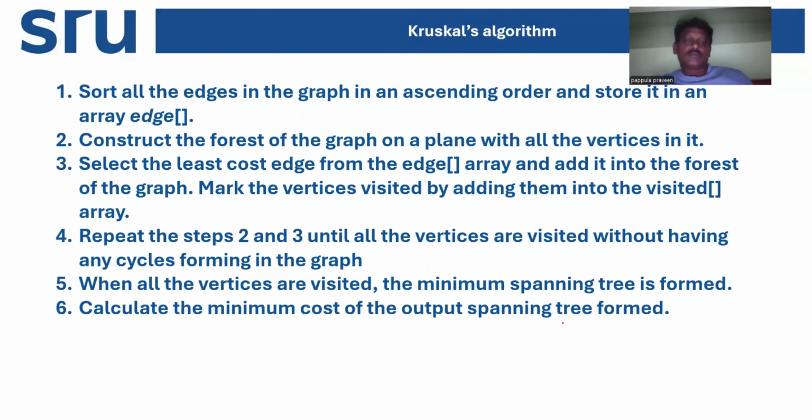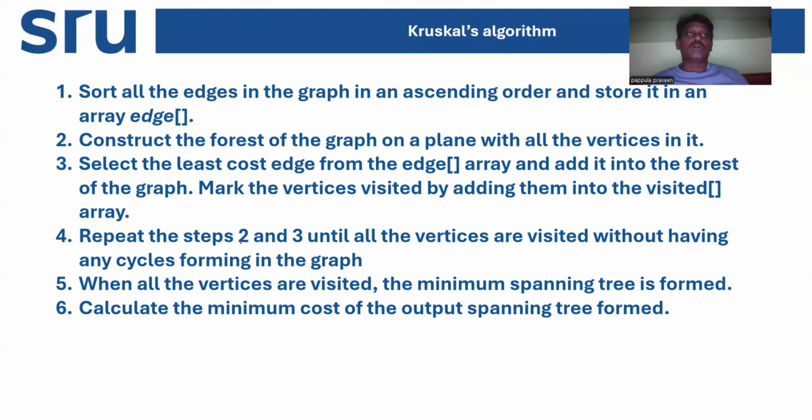Sort all the edges in the graph in ascending order and store them in an array, edge. Construct the forest of the graph on the plane with all the vertices in it. Select the least cost edge from the edge array and add it into the forest of the graph. Make the vertices visited by adding them into the visited array. Repeat steps 2 and 3 until all the vertices are visited without any cycle forming in the graph.